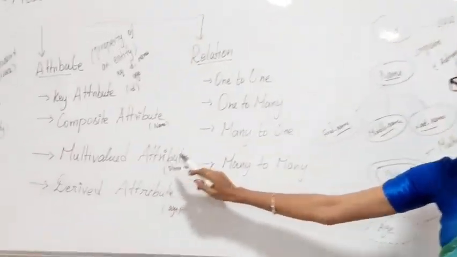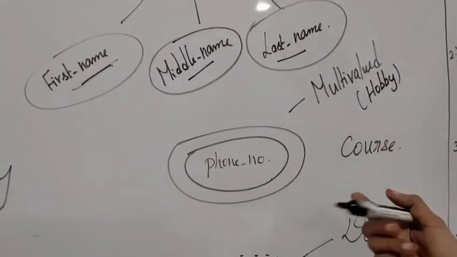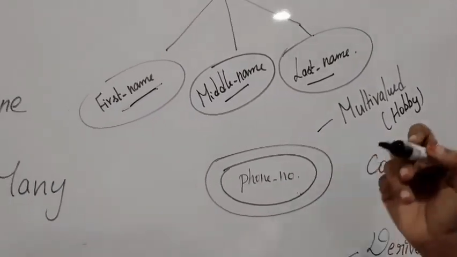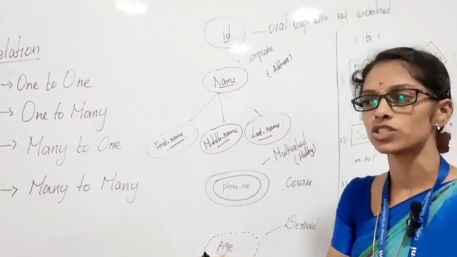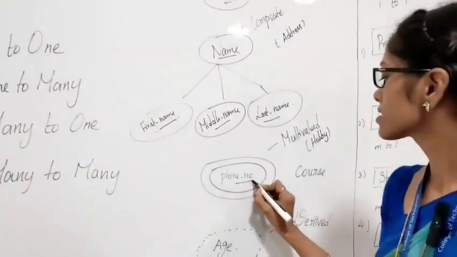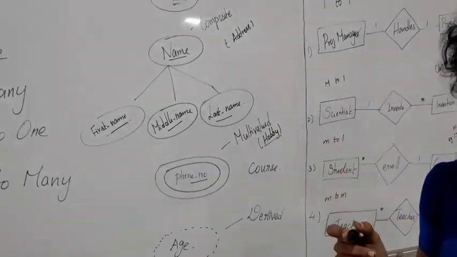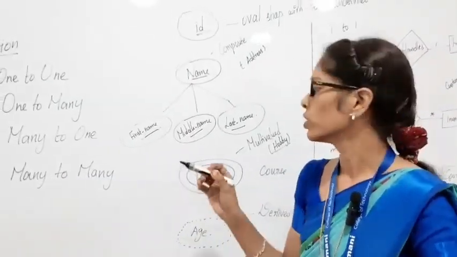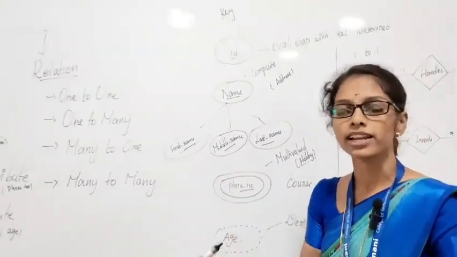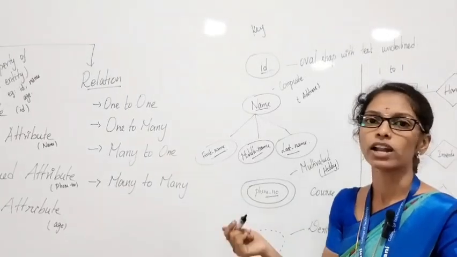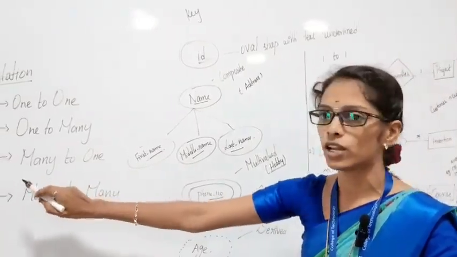Then we can move on to the next one, multi-valued attributes. What are multi-valued attributes? Those for which you can give one or more values. For example, I have given phone number. You may have 2 phone numbers or more. If I am calling you and cannot reach you, then I will try the next number. So that is called a multi-valued attribute. Another example is hobby. Do you have only one hobby? No. You may have 2 or 3 hobbies. For example, watching cricket, playing cricket, reading storybooks, or developing web pages may be your hobbies. So it comes under multi-valued attributes.